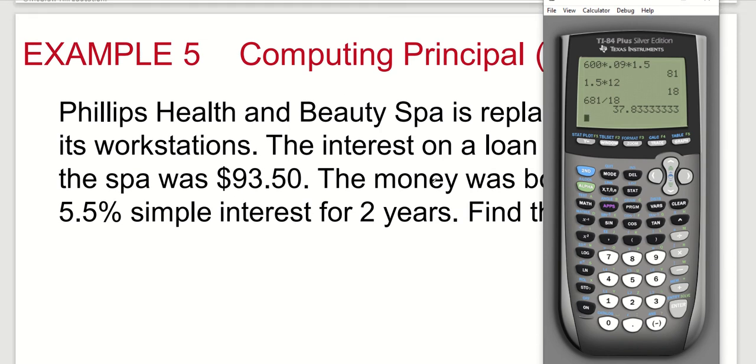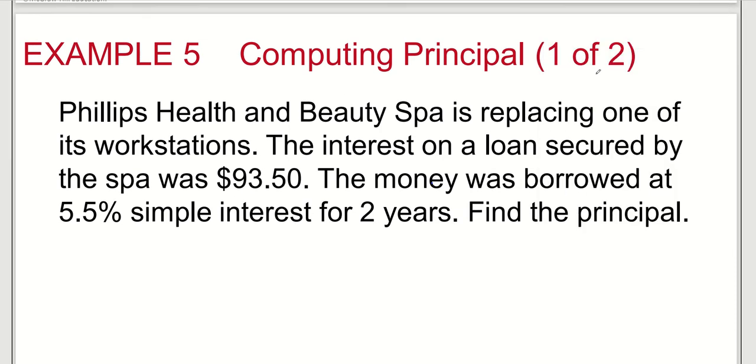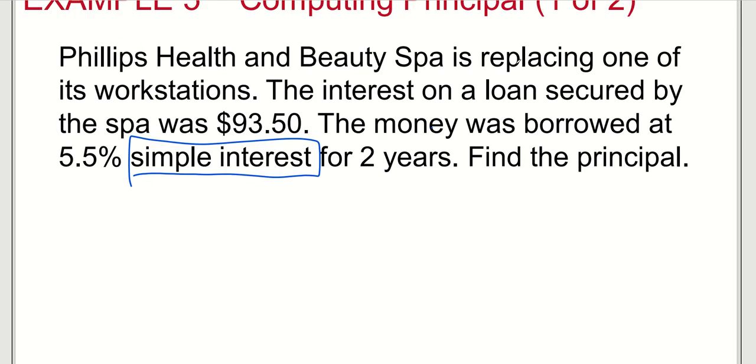Let's take a look at another example. They say that Philips Health and Beauty Spa is replacing one of its workstations. The interest on a loan secured by the spa was $93.50. The money was borrowed at 5.5%. Buzzword here, keyword simple interest. Find the principal. Again, my advice is if you hear that buzzword simple interest, automatically go ahead and write out your simple interest formula. It's I equals PRT.